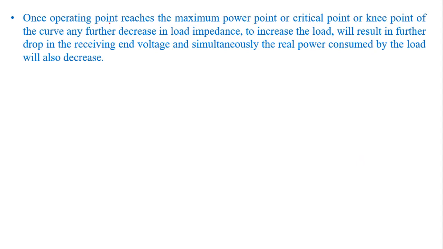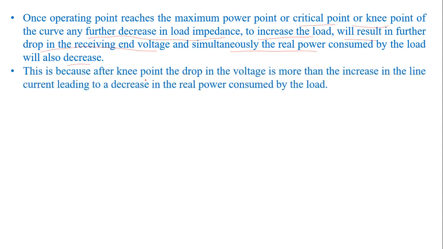Once the operating point reaches the maximum power point or critical point or the knee point of the curve, any further decrease in load impedance to increase the load will result in further drop in the receiving end voltage, and simultaneously the real power consumed by the load will also decrease. This is because up to the knee point the drop in the voltage is more than the increase in the line current, leading to the decrease in the real power.